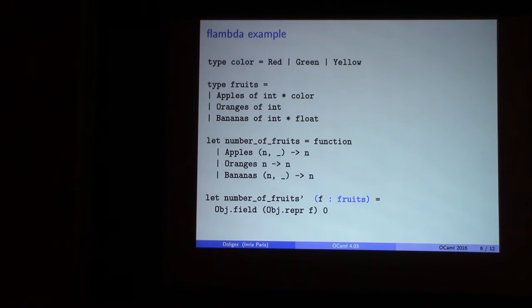Are you sure it's specific to f lambda? Because I have tried on 4.02 and I have exactly the same result. Is that true? Yeah, it was optimized before. Oh, I'm surprised. And pattern matching, I'm sorry. So Fabrice's remark is that it's not specific to f lambda.